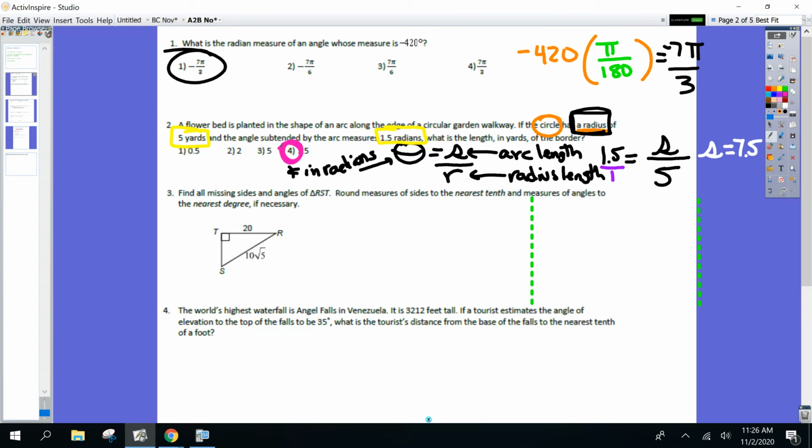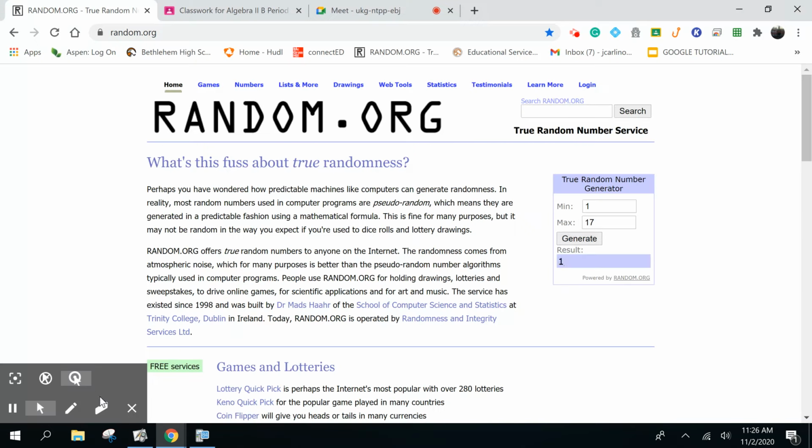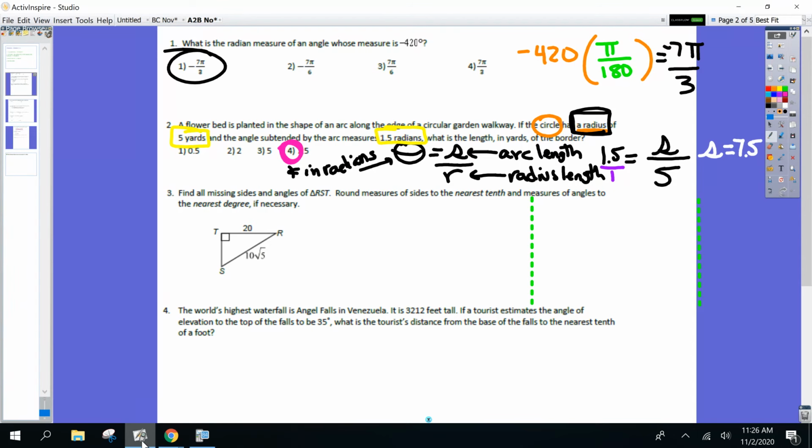All right, here you go. 3. Find everything that's missing, all the missing angles and all the missing sides of triangle RST. Look at triangle RST. What type of triangle is it? I put a little something there at angle T for you. Anna, what type of triangle is RST? A right triangle. It's a right triangle.